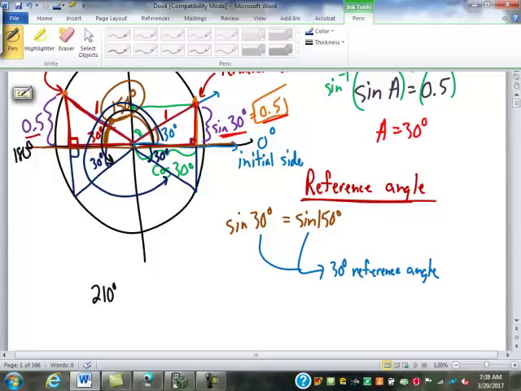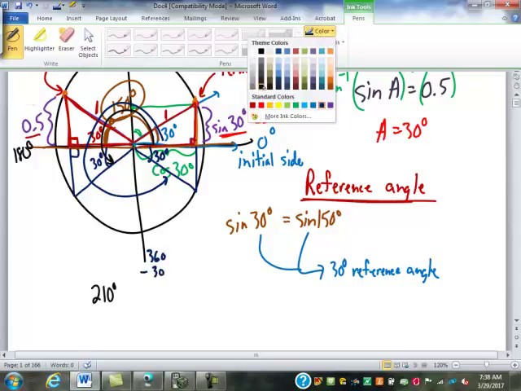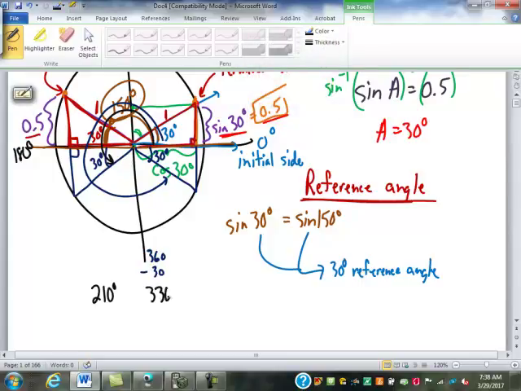Well, the full circle is 360, right? That's 30 degrees short. That's 360 minus 30, which is 330 degrees. This one here was 180 plus 30. So all four of those, 30 degrees, 150 degrees, our 210 and our 330 degree angles, all four of those have a 30 degree reference angle.